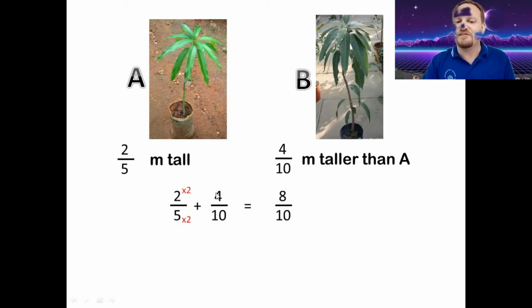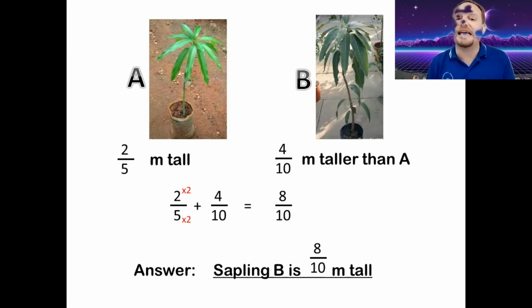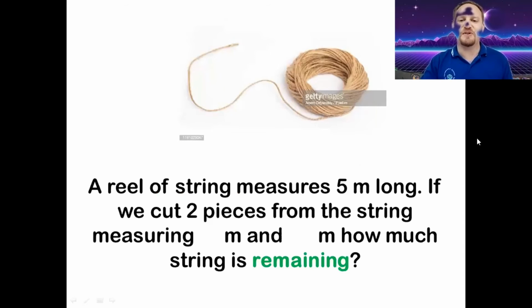2 over 5 plus 4 over 10. 2 times 2 is 4. 5 times 2 is 10. Okay, so now we have 4 over 10 plus 4 over 10 gives us 8 over 10. Our sentence answer would look like this. Sapling B is 8 over 10 meters tall. Okay, good.